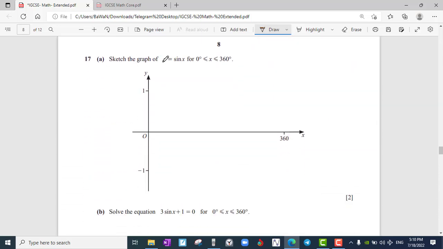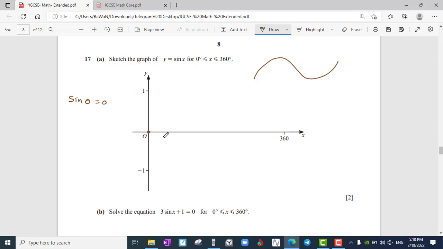Sketch the graph of y equals sine x for 0 to 360. You can either memorize the graph of sine, or you can use a calculator and follow the points. Sine of 0 using the calculator is 0, so we have a point (0, 0).